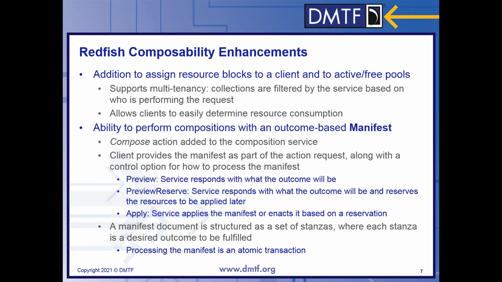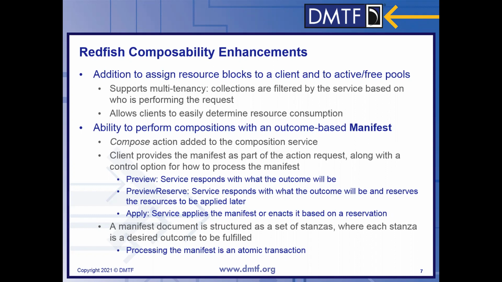And so if everything is successful, the service responds with the end outcome if I were to take this manifest and apply it. There's a preview reserve option. That way, if the client likes the outcome, it gets back a reservation ID so that later on, when it decides, yes, I like this outcome, therefore I will go apply this reservation, it can use that token to go off and enact that outcome.